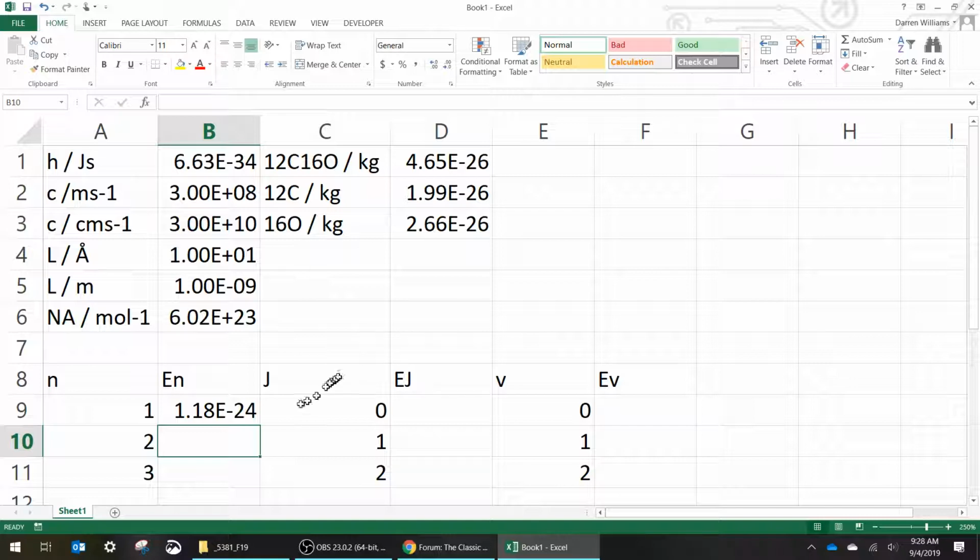I got 1.18, but I had the wrong key. Really? So I got something messed up. Let me see. Meters, kilograms. This is in joules.